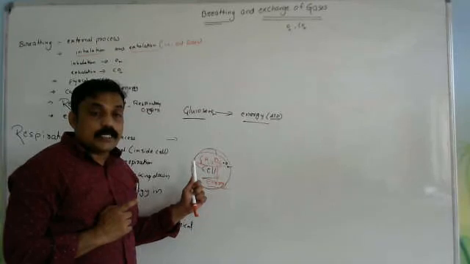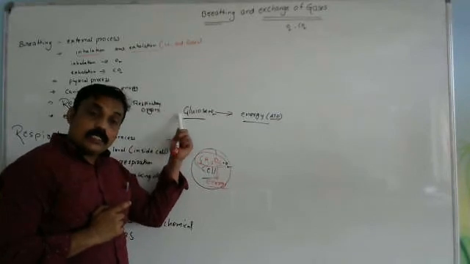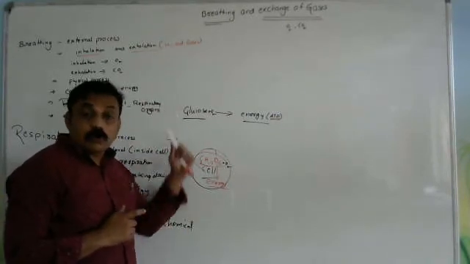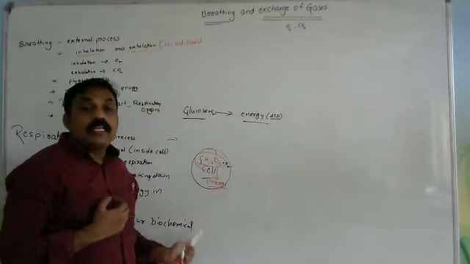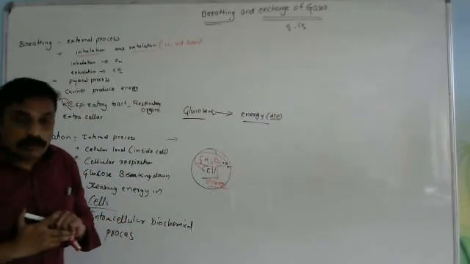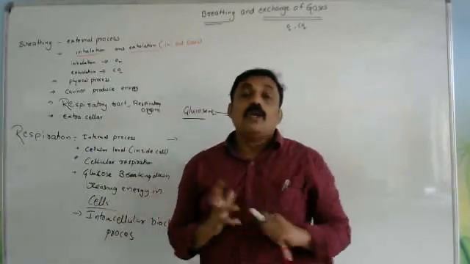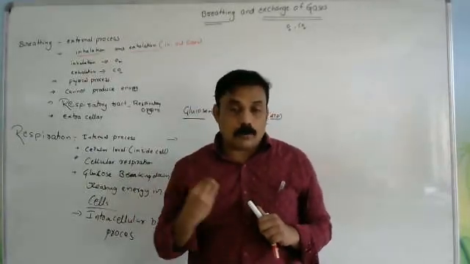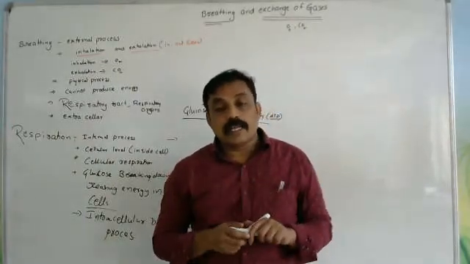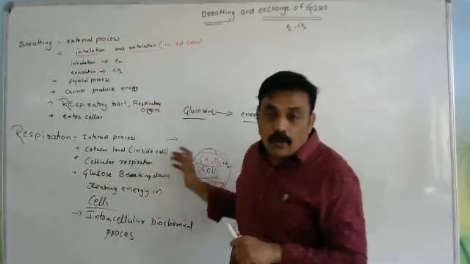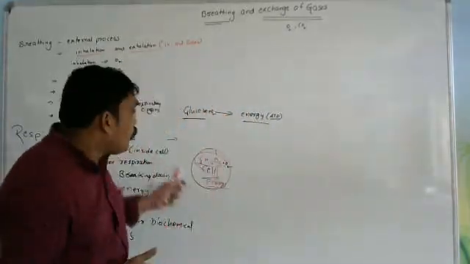So, respiration is the internal process, breathing is the external process. Breathing occurs outside the body, respiration occurs inside the body. Outside means the respiratory tract and respiratory organs are involved. In respiration, at the cellular level, it occurs inside the cell. So what is respiration? It is an intracellular biochemical process in which food molecules are broken down, releasing energy inside the cell. That is what we specially call respiration.